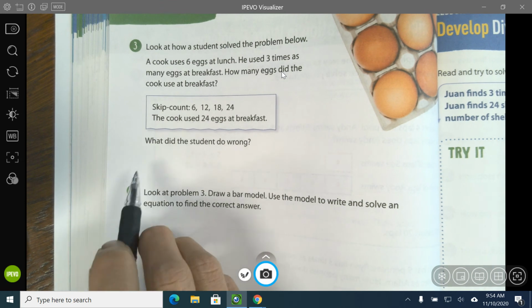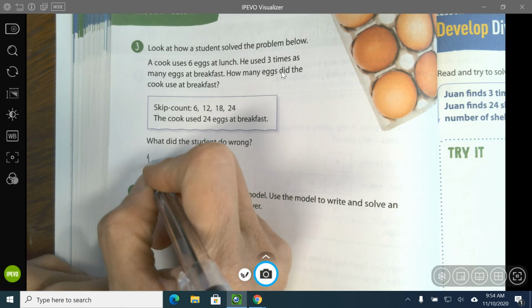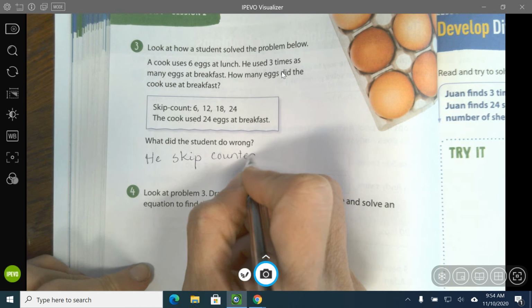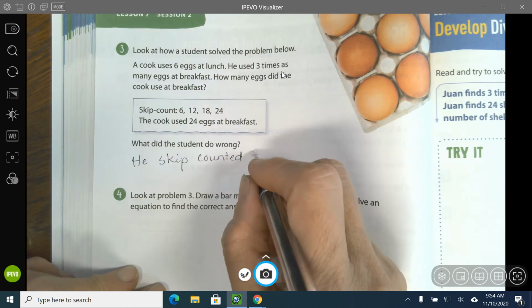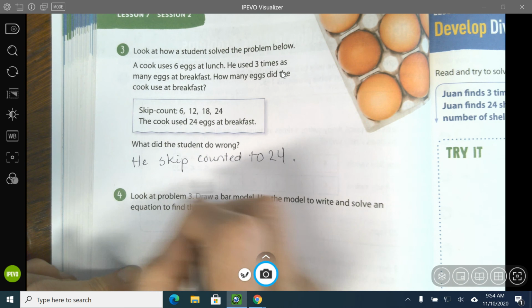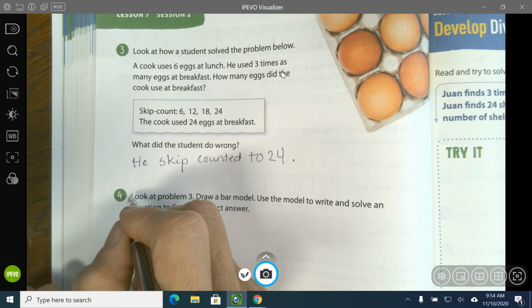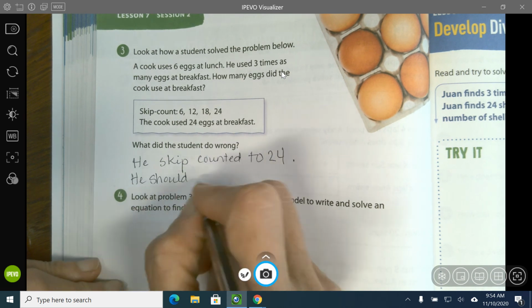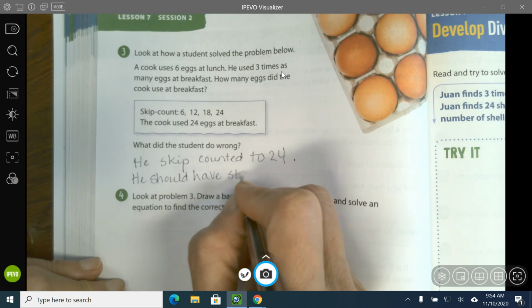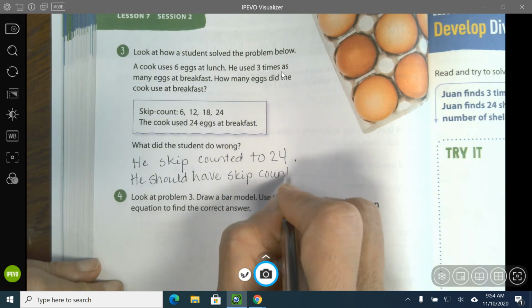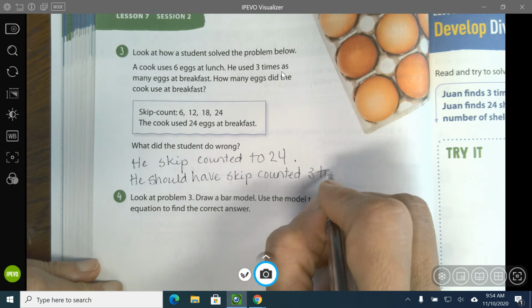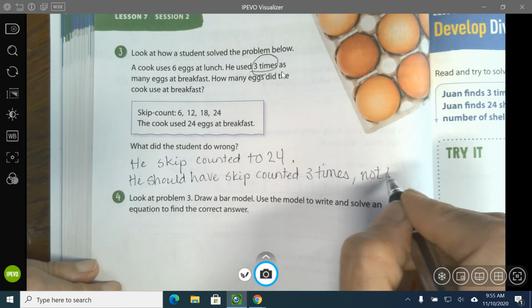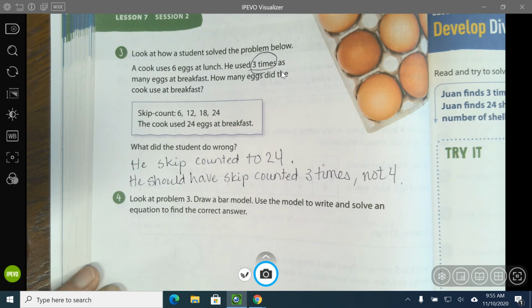All right. The student probably skip counted to 24. He should have skip counted 3 times, because it is asking for 3 times, not 4. That is number 3.